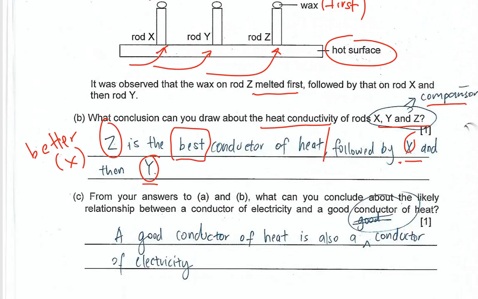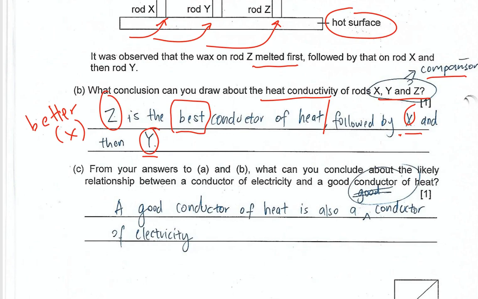Okay, from your answers A and B, one talks about electricity, the other one talks about heat. What can you conclude about the relationship between electricity and heat? Alright, now you have already learned in your lesson that electricity, for it to be a conductor, it must be usually a metal material. And usually a metal material happens to be a good conductor of heat as well. Alright, so the relationship is this, the pattern is this. A good conductor of heat is also a conductor of electricity.